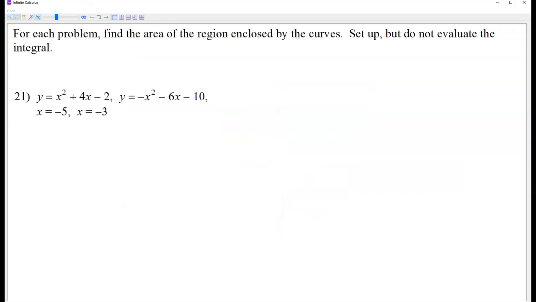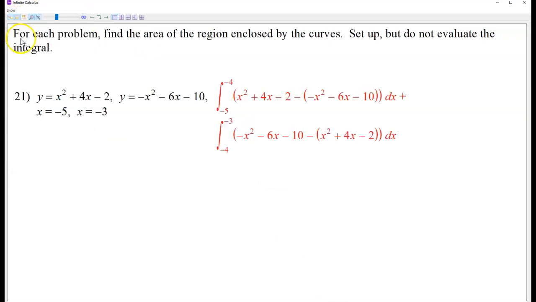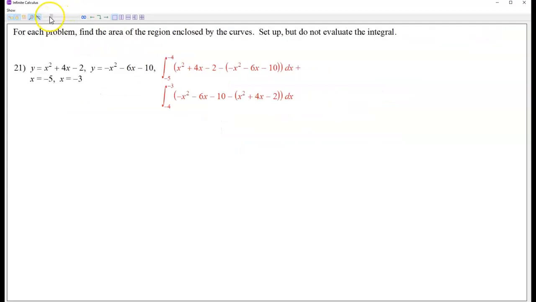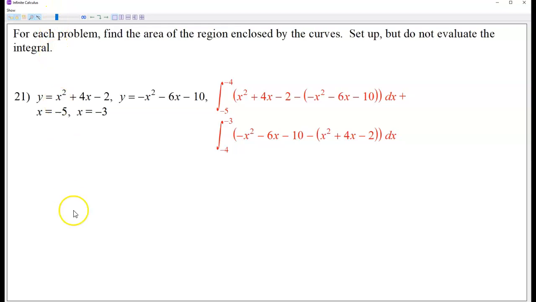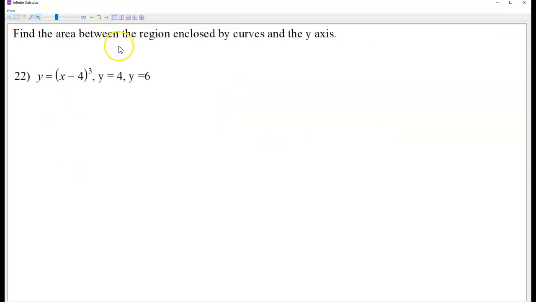And I'll show you what it looks like on the actual software here. So we have from -5 to -4 with the blue one minus the red one, plus from -4 to -3 with the red one minus the blue one. Okay, so that's what it'll look like. And even this software has it so long that they split it up into two lines, but that's just how it is. So just want you guys to be prepared for what you'll see on your test. Let's go ahead and move on to number 22.